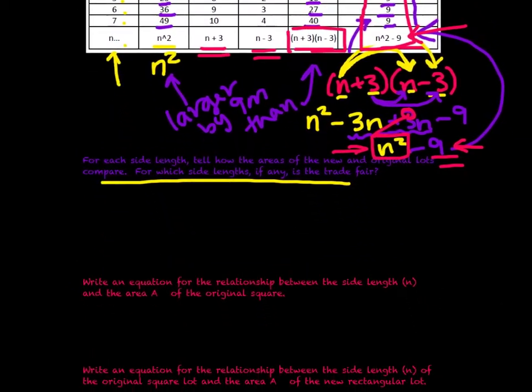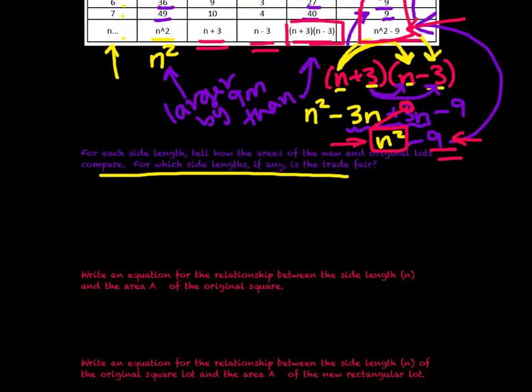We need to write an equation for the relationship between the side length n and the area A1 of the original square. So if we're looking at the area for the original square, to find that area, we would take one of the side lengths and square it, because it's a square. Both the side lengths are the same.